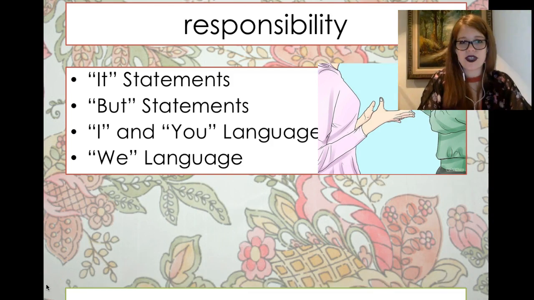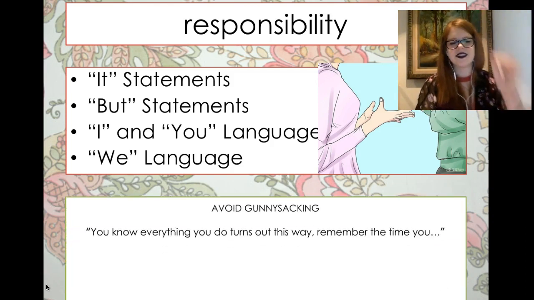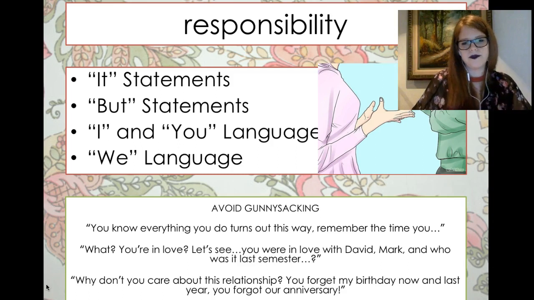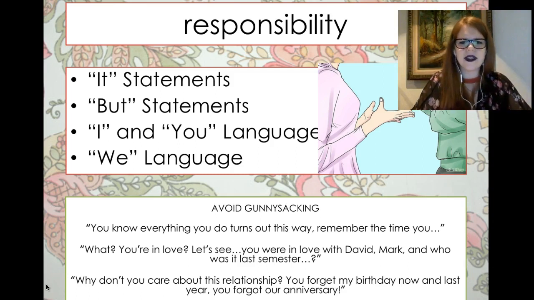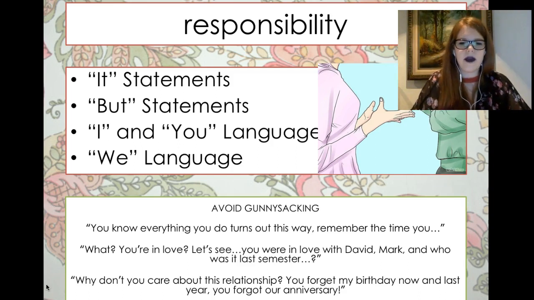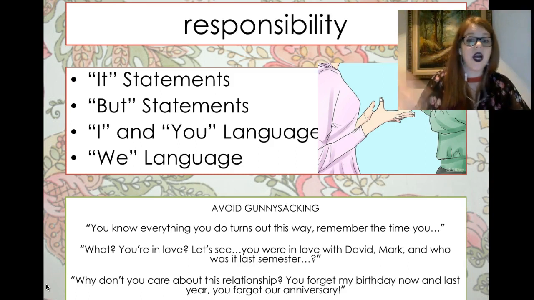So the next thing you want to do is avoid gunny sacking. Gunny sacking is when you take things from the past or take things that have already been resolved and use them as rhetorical weapons. So here are some examples. Everything you do turns out this way. Remember the time you, and fill in the blank. Last year you were in love with David, Mark, and who was it last semester? Why don't you care about this relationship? You forget my birthday now and last year you forgot our anniversary. All of these things are gunny sacking.